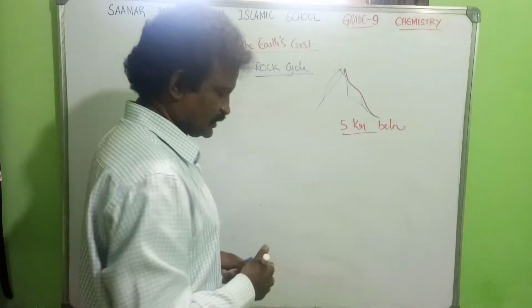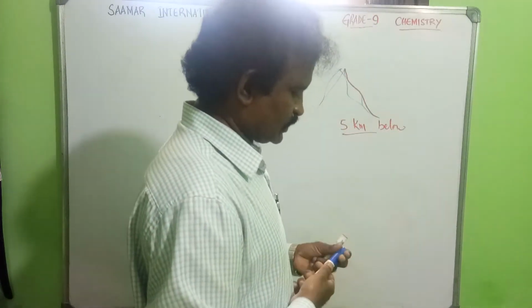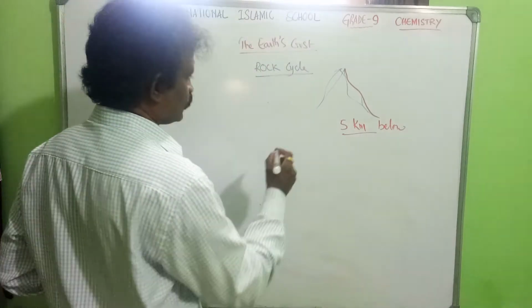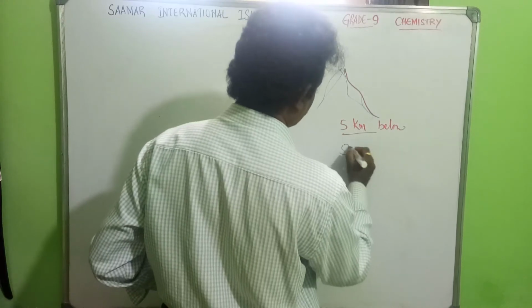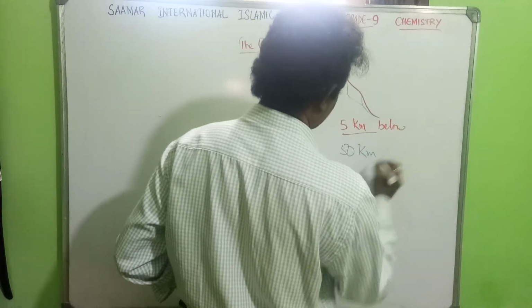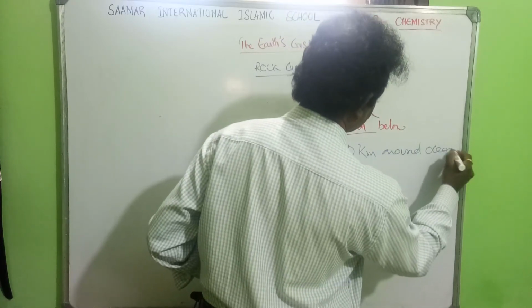That means depth below. Correct. Some parts of the ocean are around 50 kilometers. Some parts of the land mass also. So from 5 kilometers to 50 kilometers around the ocean. Is it clear?